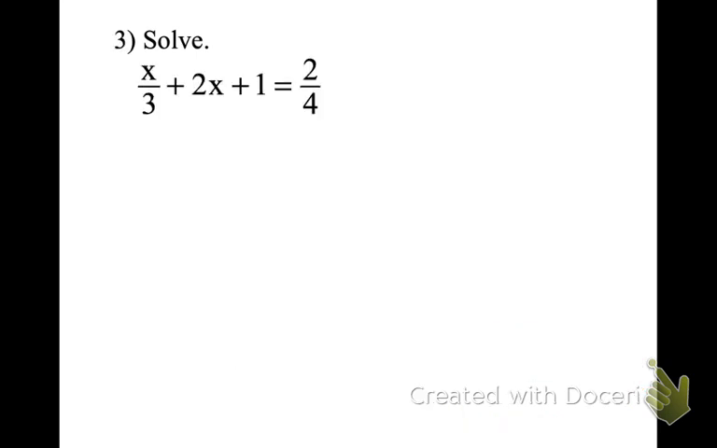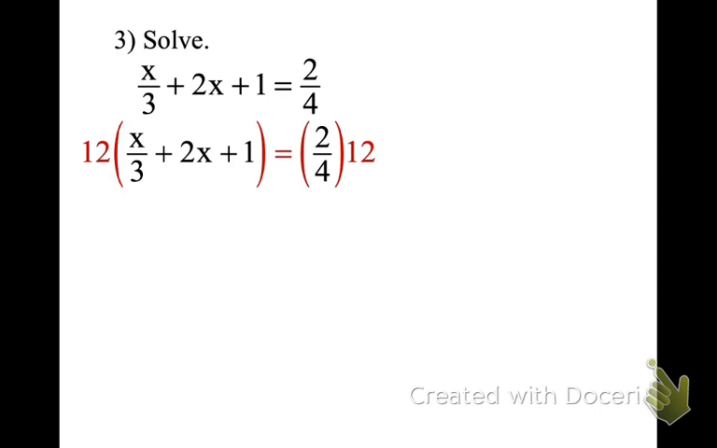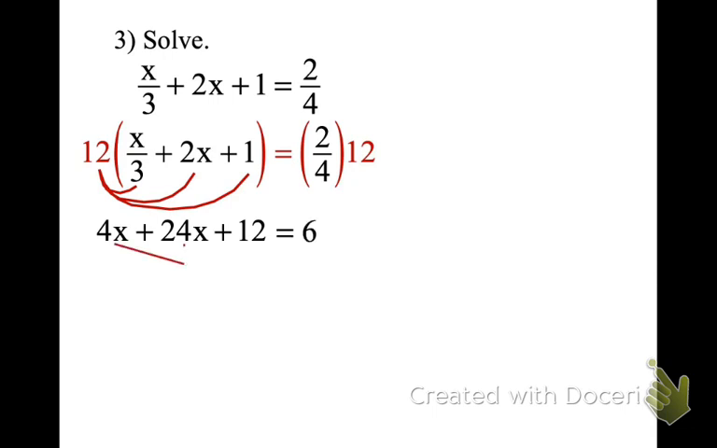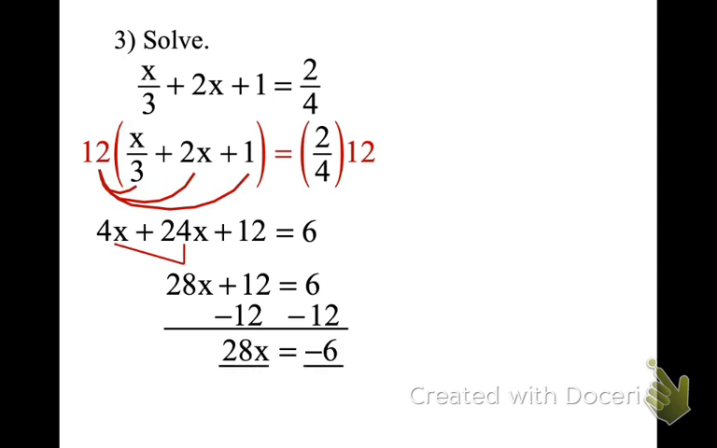All right, let's try another. Pause the recording. Let's check our work. We're going to multiply by 12. When I distribute to the first piece, I get 4x. When I distribute to the next one, I get 24x. When I distribute to the next one, I get 12. And over here, 4 cross cancels with 12, so we get a 3 times 2 is 6. I'm going to combine my like terms, and we end up with 28x plus 12 equals 6. Subtract the 12, divide both sides by 28, and x equals negative 6 over 28.